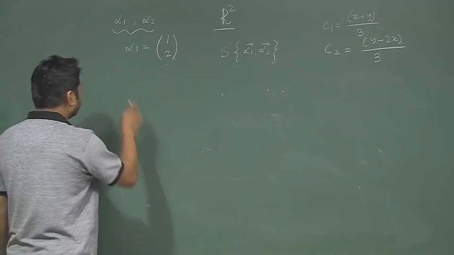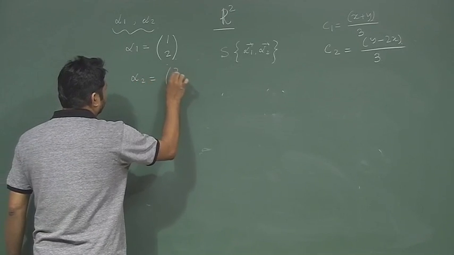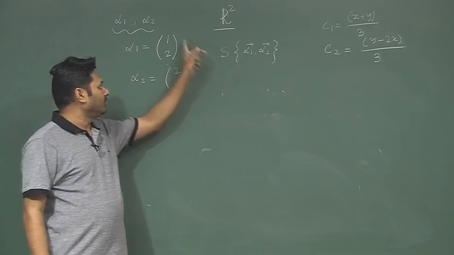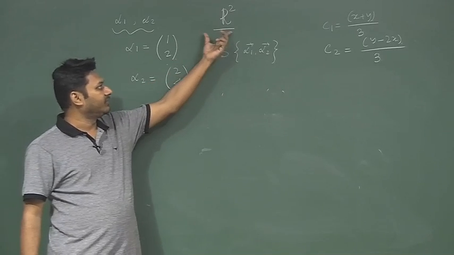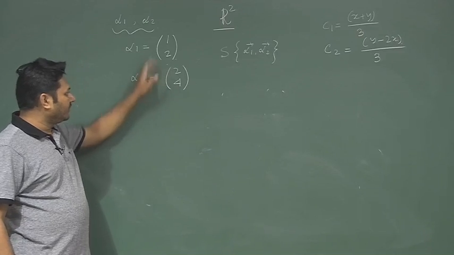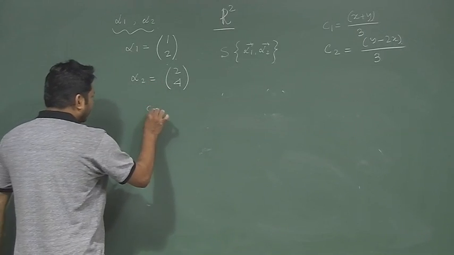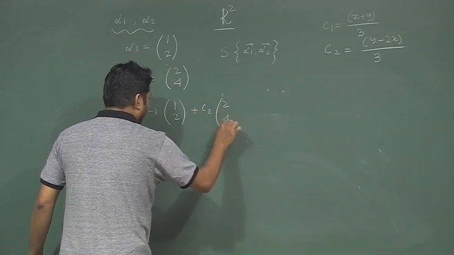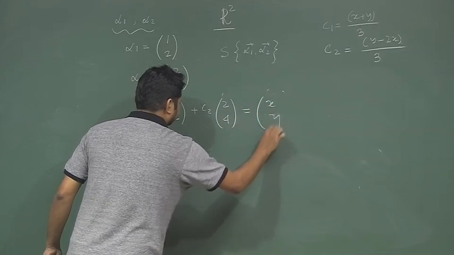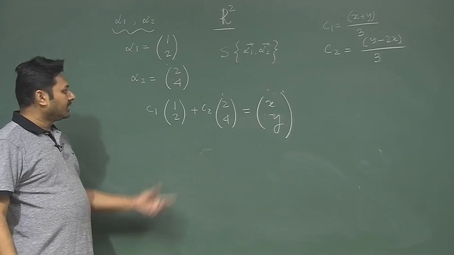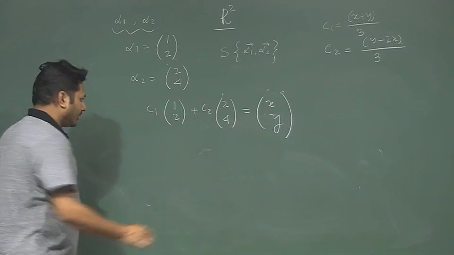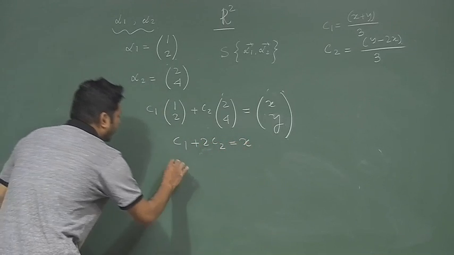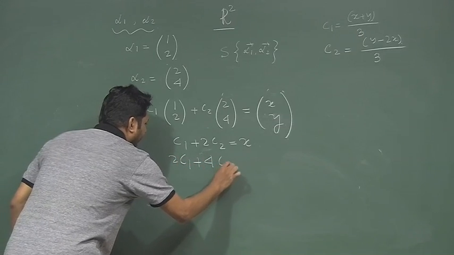Let me take another vector alpha 2, which is (2, 4). This is also another vector, and these two vectors I can take from R2. Now, try to find out whether these two vectors can span the entire vector space or not. So that means C1 times (1, 2) plus C2 times (2, 4) is equal to (x, y). I demand that I will solve this equation. From here I will have one equation, C1 plus 2 C2 is equal to x, and 2 C1 plus 4 C2 is equal to y.